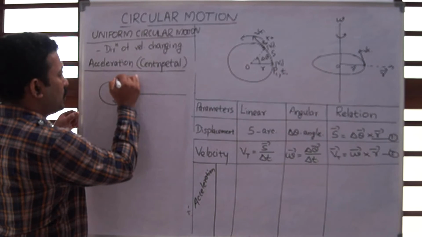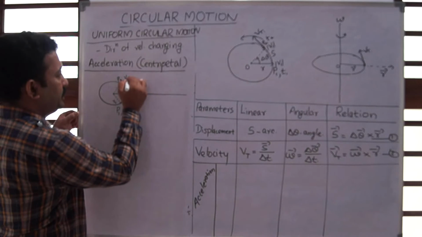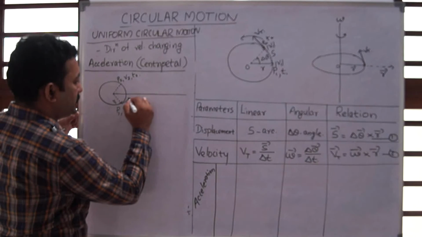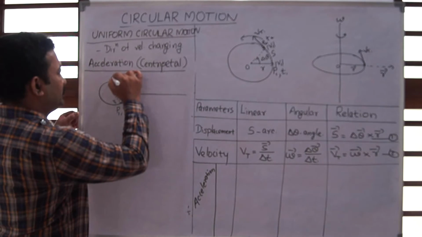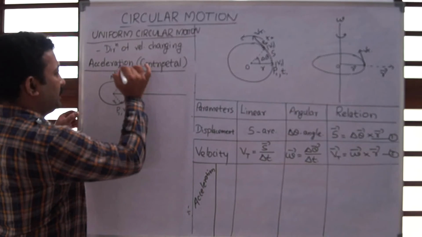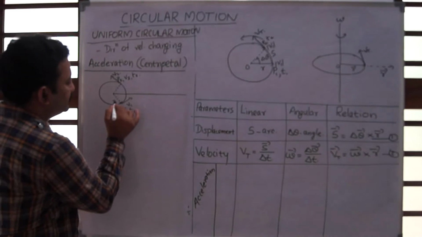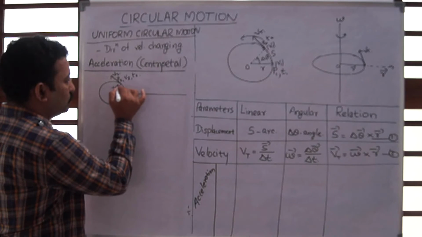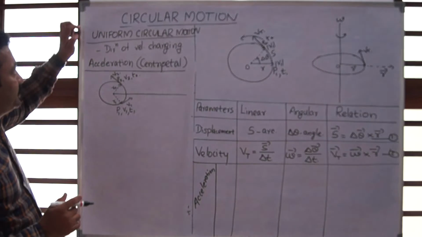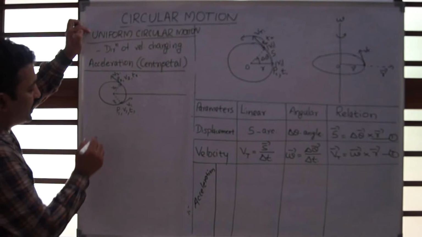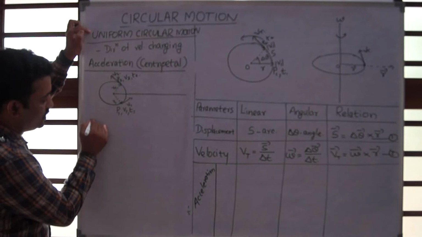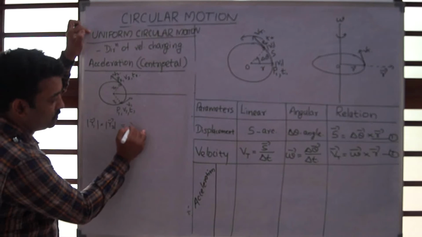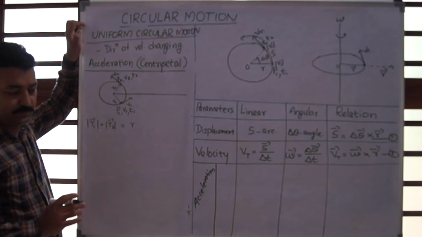let this be point P2, where velocity is v2, time is t2. The velocity at this point is v1, let it be directed like this, and velocity at this point is v2, directed like this. Let this point have r1 and this be r2. As we have studied this as a uniform circular motion, I can say that the magnitude of r1 is equal to the magnitude of r2 is equal to the radius, because the radius doesn't change.